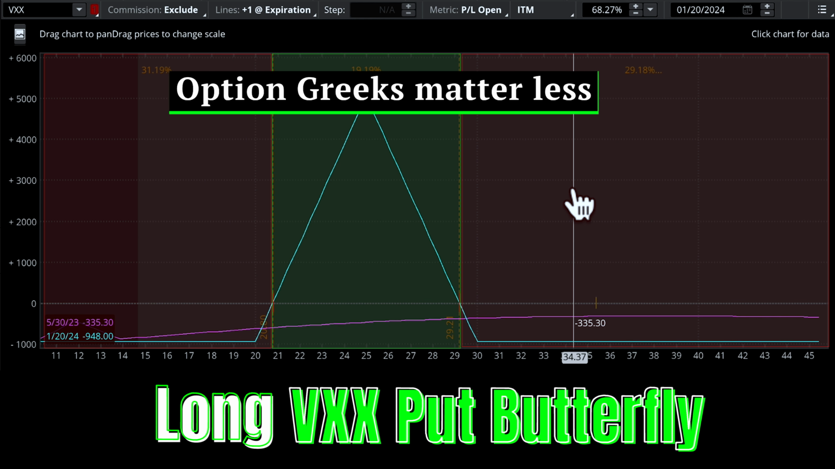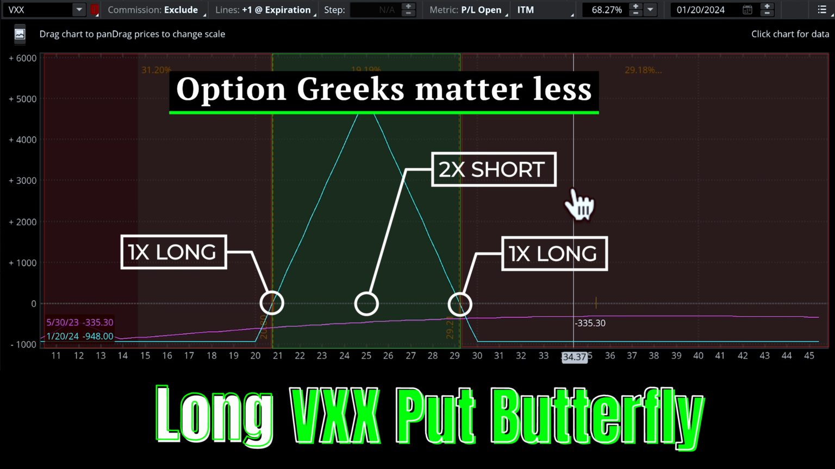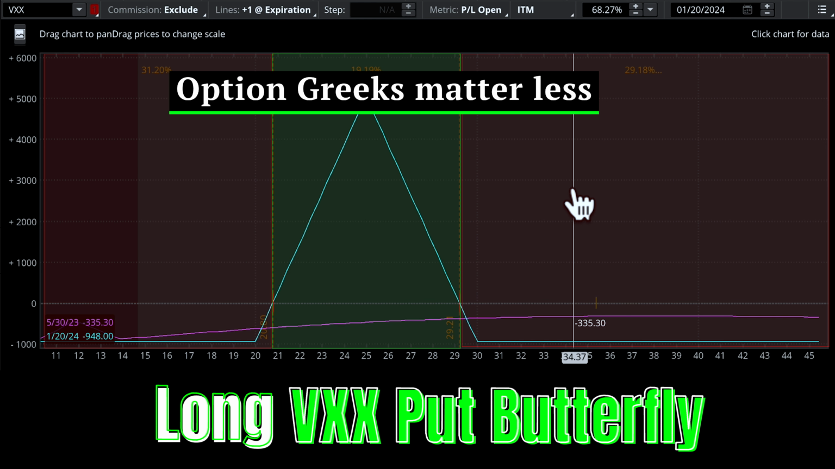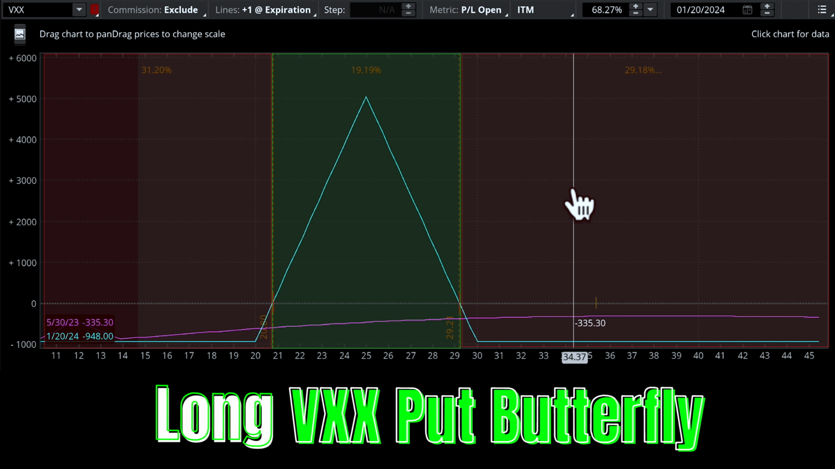Now, the first advantage, again, because we're using short and long options to make these, this butterfly is two short options in the middle at the $25 strike, and then two long options on either side to cap the losses at 20 and 30. We're using both, so again, we don't really need to worry about aligning this trade with the Greeks. It's just not going to matter as much.